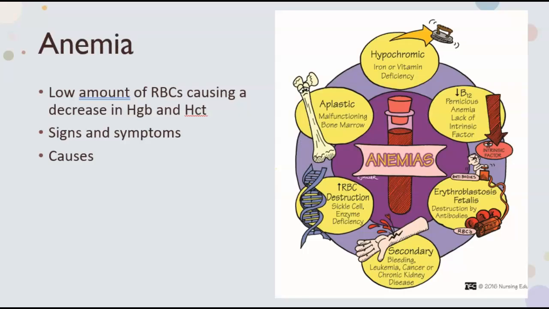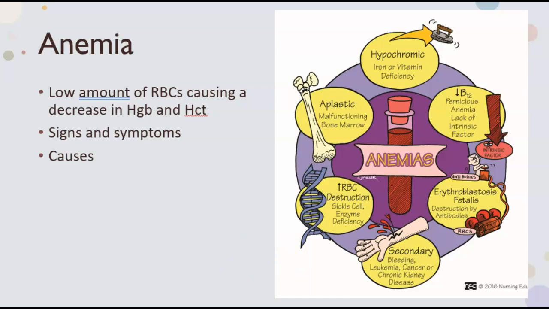The first disorder we'll talk about is anemia, and then we're going to break down anemia further into different types of anemia. So this one's just going to be a basic overview. You can see on the right hand of the screen, there's a diagram of the different types of anemia that we'll talk about. Not all of them, but most of them.